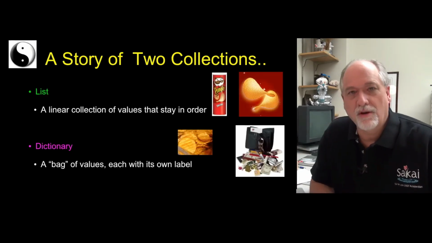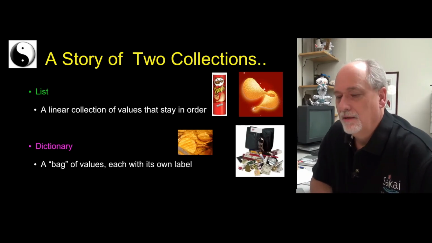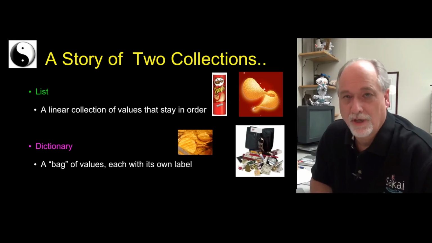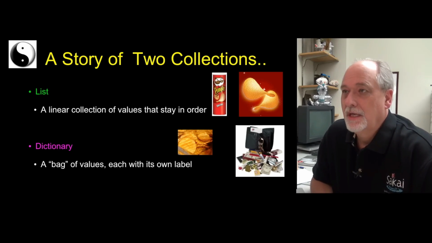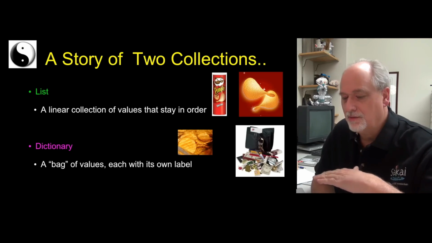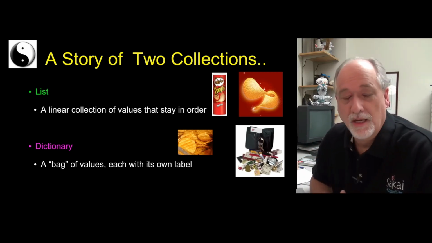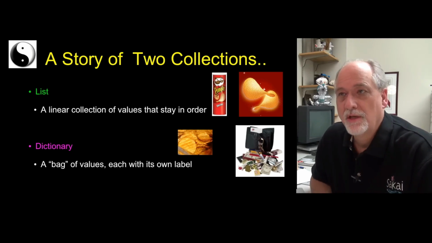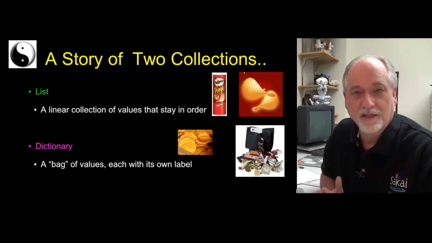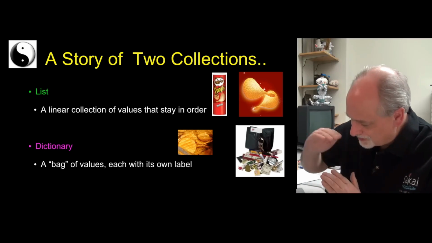And so if we compare lists and dictionaries, the list is sort of the organized version of the collections. Everything stays in order. You add something, it always adds to the end. You take something, it sort of compacts itself. It's 0 through the n-1, where n is the number of items. And so it's very organized, kind of like a Pringles, where the potato chips are nicely stacked.